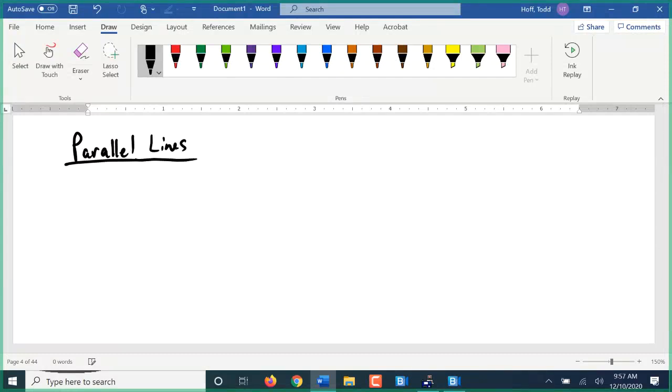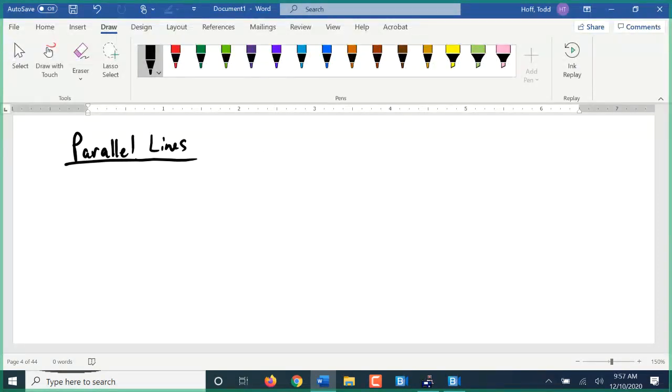Parallel lines. Now, one of the definitions that many of us have had of parallel lines is that parallel lines never intersect. In two dimensions, that's adequate. But in three dimensions, it's not adequate. Again, this line and this line, they never intersect, but they're definitely not parallel.